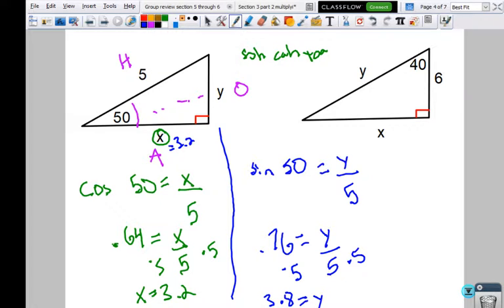Alright, so we found y. It's your guys' turn. I'll write it down. So let's have you work on this triangle over here on the right. Let me separate this a little bit.